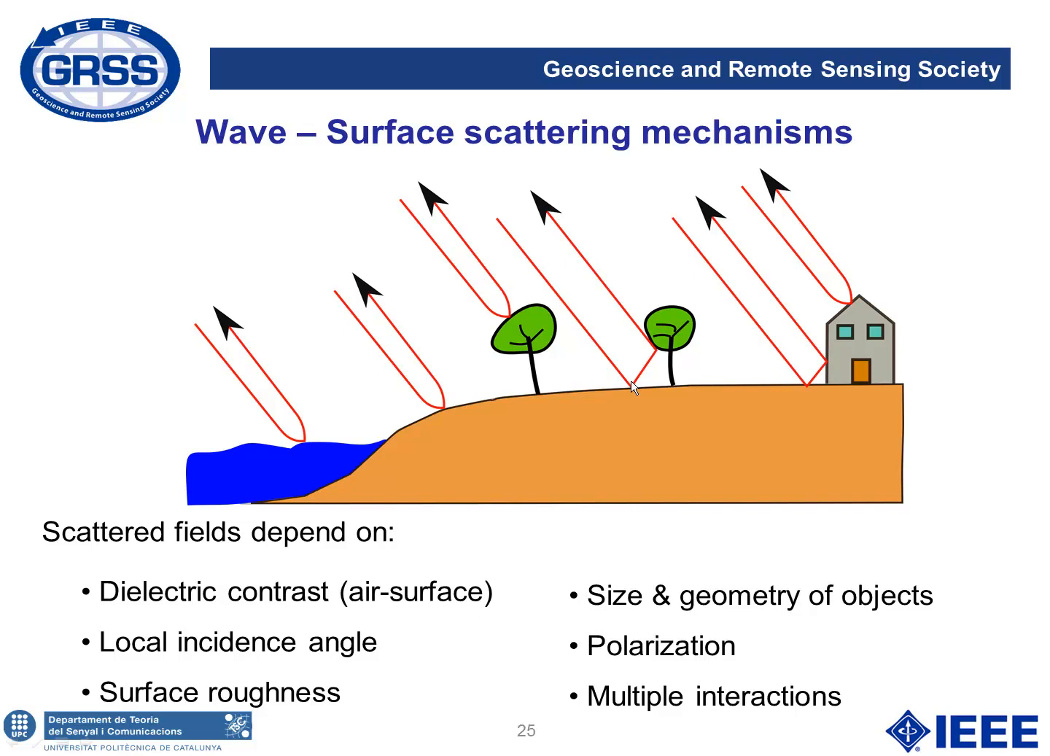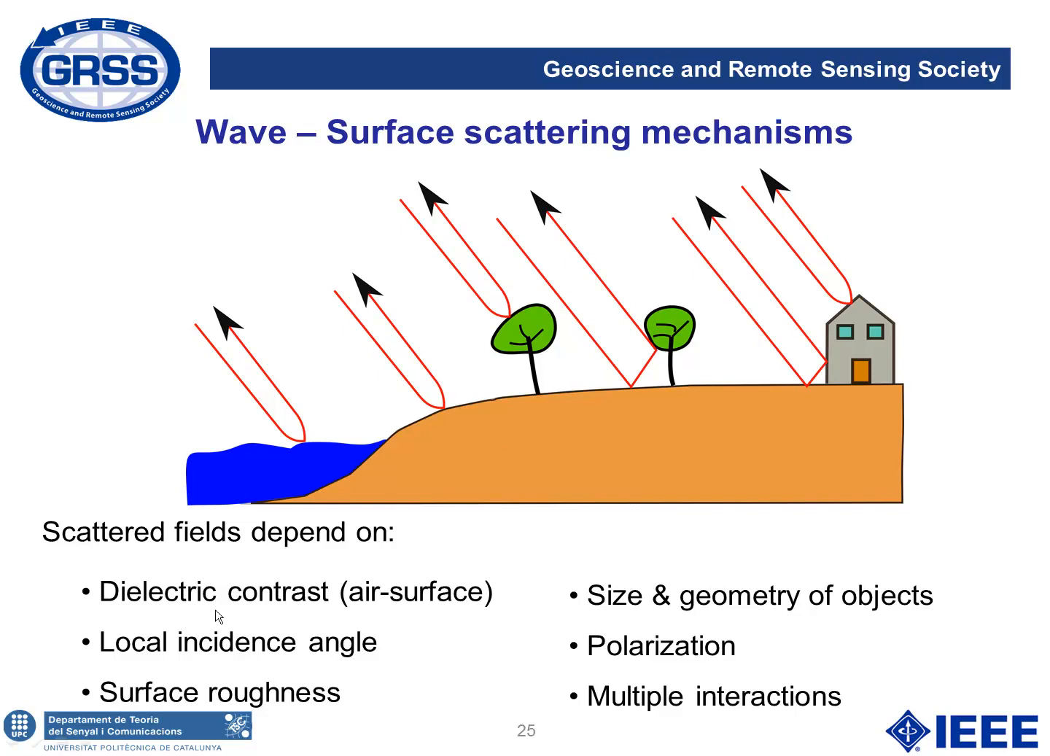And also we have double interactions, because some of these incident waves from the sun or a radar or a laser actually can impact on the land surface and suffer a double reflection on the vegetation or on this wall of this house. So what happens with these scatter fields? What are going to be the dependencies of these fields on the basic parameters of the surface?